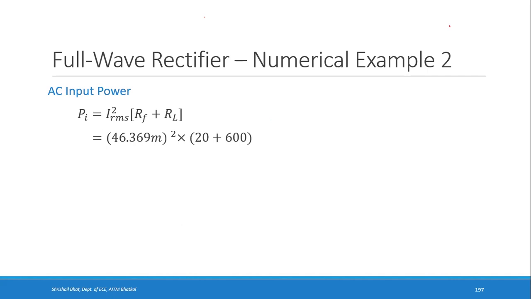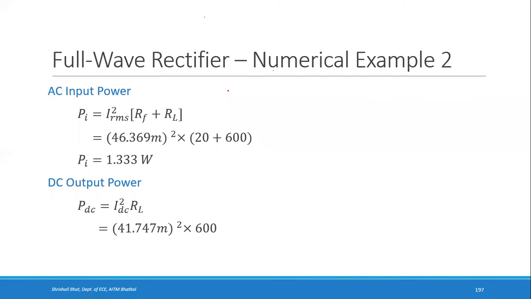1.33 watts. Then what is output power? PDC is IDC squared into RL. IDC is 41.747 milliamps, squared, into 600. What do you obtain?